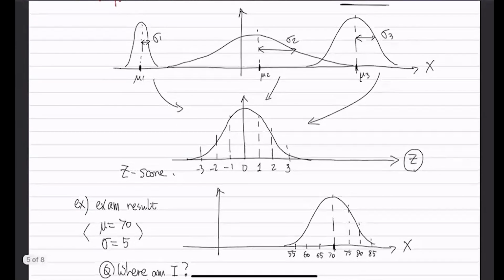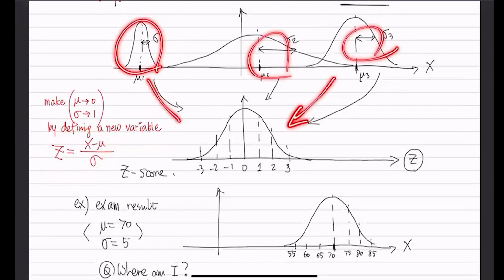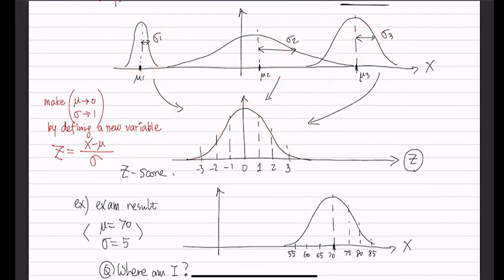And how do you do that? You use a Z transform. So what you want to do is make mu go to 0 and sigma go to 1. You want to change these distributions to 0 and 1 by defining a new variable Z, which is x minus mu divided by sigma. By using this kind of formula, you will be able to transform these into a standard normal distribution. And let's try an example.